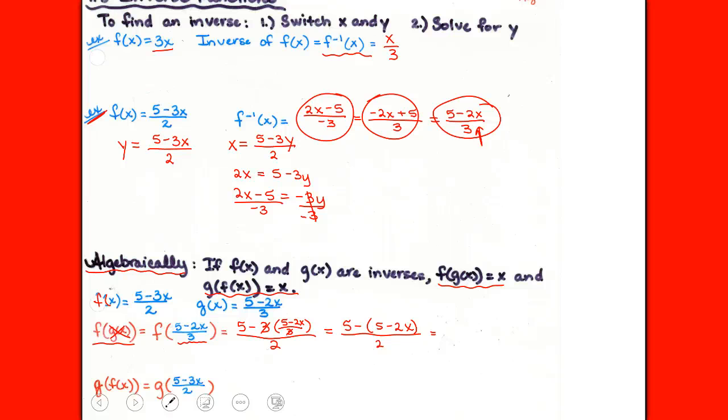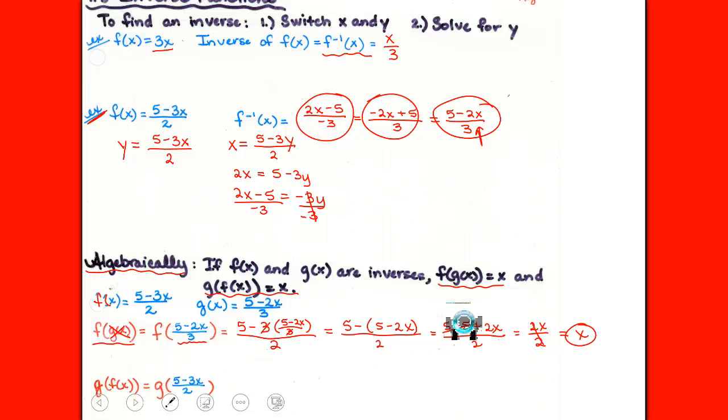And that would leave us with 5 minus the quantity, 5 minus 2x over 2. I need to distribute that negative through that quantity. So if I do, then I would have negative 5 and positive 2x. So 5 minus 5, of course, would drop out. And 2x over x, the 2's would drop out. And that would leave me with just x, which is good, because that's what the theorem says that we should get.